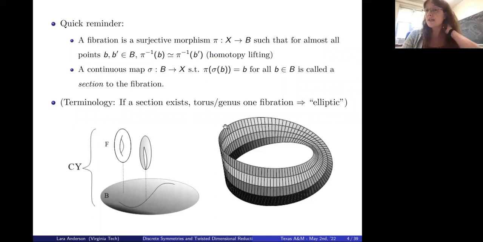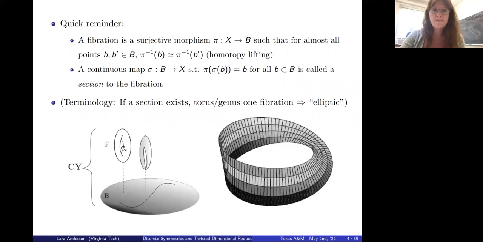If a section exists in the case of a one-dimensional fiber of a Calabi-Yau, we say that that is an elliptic fibration, because a one-dimensional Calabi-Yau with a marked point that would be generated by the section is referred to as an elliptic curve. So if a section exists, we say that a Calabi-Yau is elliptically fibered. If you have a fibration but no section, then we say it's just genus-one fibered, meaning that the torus is the generic fiber. You don't necessarily have a good mapping back up.